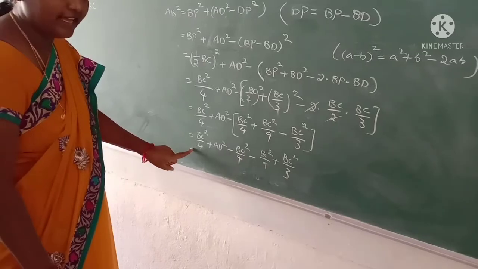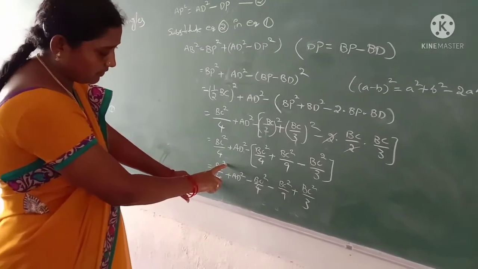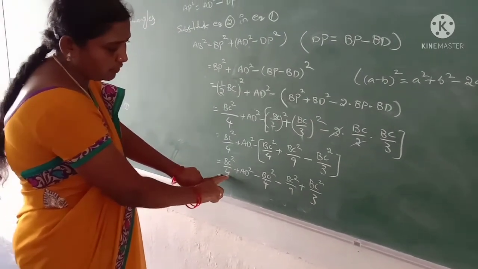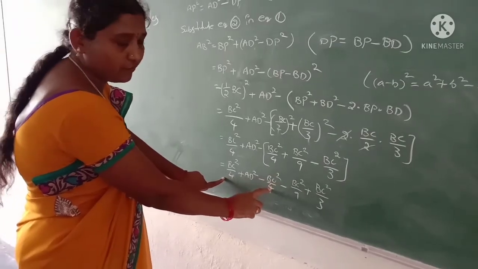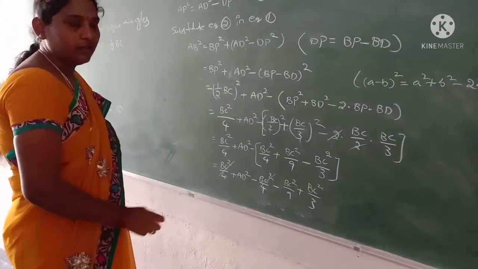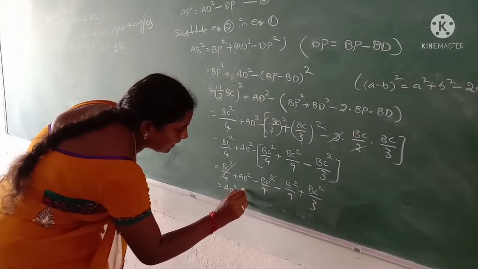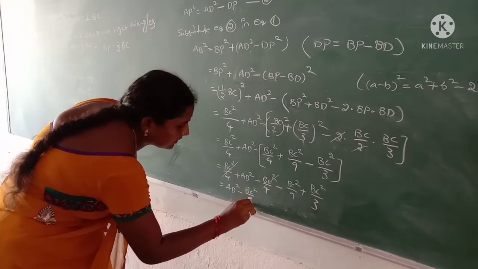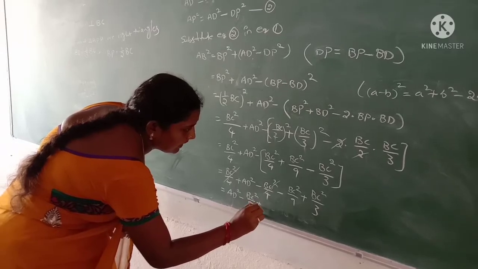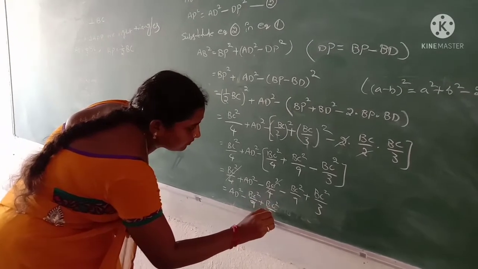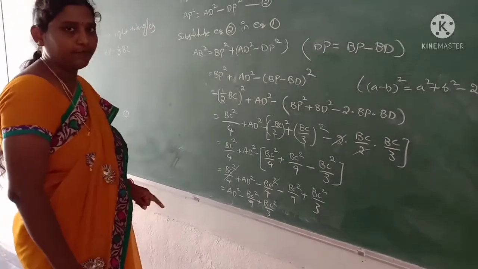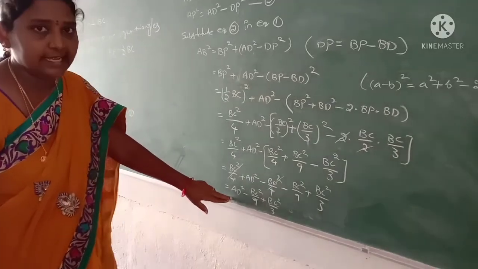So see here, BC square by 4 minus BC square by 4 is cancelled. So remaining values: AD square minus BC square by 9 plus BC square by 3. So take the LCM.